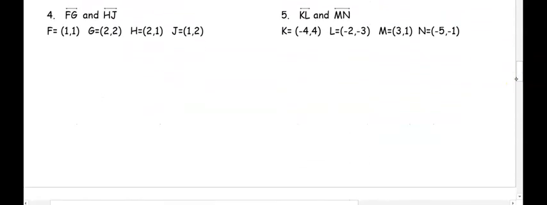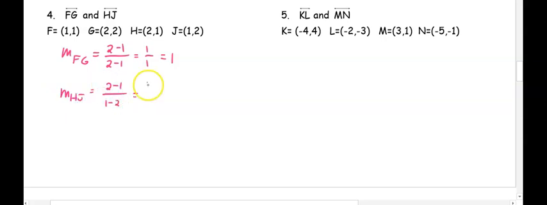So our next 2 lines are FG and HJ. When we do the slope of FG, we're going to have 2 minus 1 over 2 minus 1, which reduces to 1 over 1, which is 1. And then we have the slope of HJ, which is 2 minus 1 over 1 minus 2. That is going to get us 1 over -1, which reduces to -1. If we go back and look at these unreduced slopes, notice that they are reciprocals because 1 over 1 flipping to 1 over 1 is still a reciprocal. One is positive, one is negative, so these lines are going to be perpendicular.